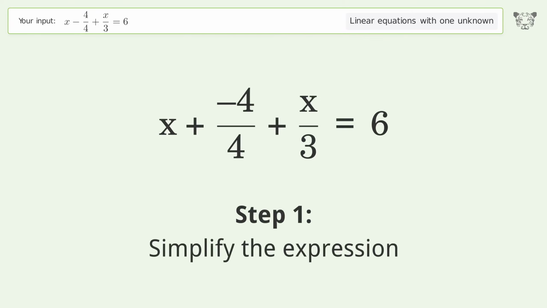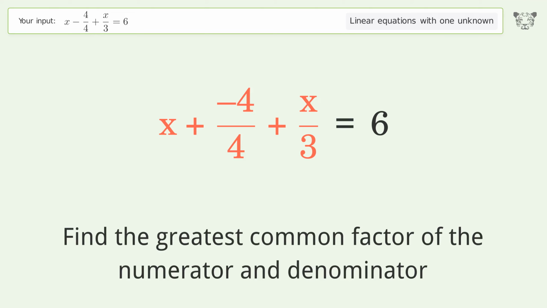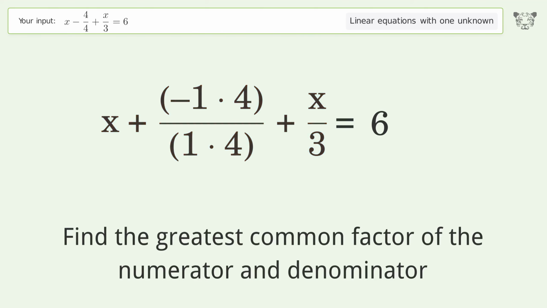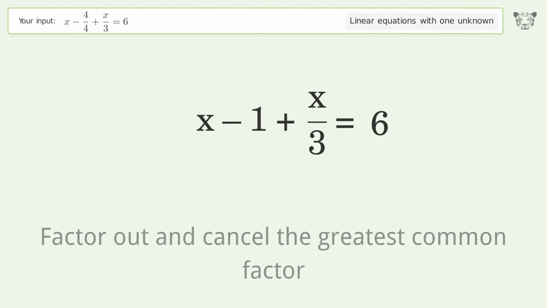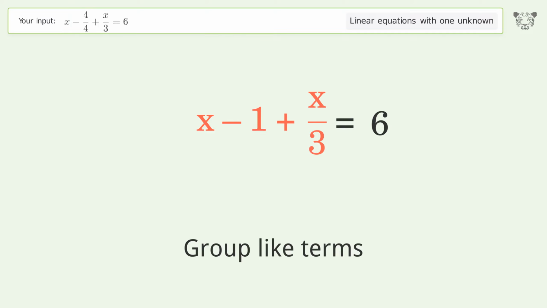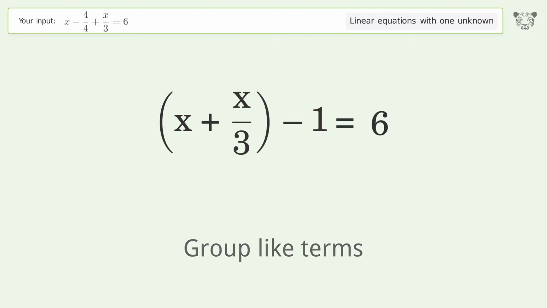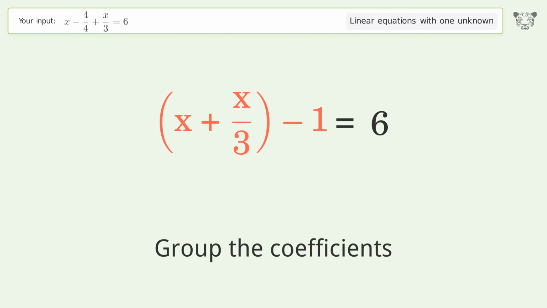Simplify the expression. Find the greatest common factor of the numerator and denominator. Factor out and cancel the greatest common factor. Group like terms. Group the coefficients.